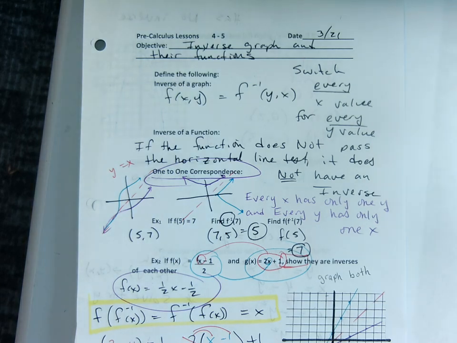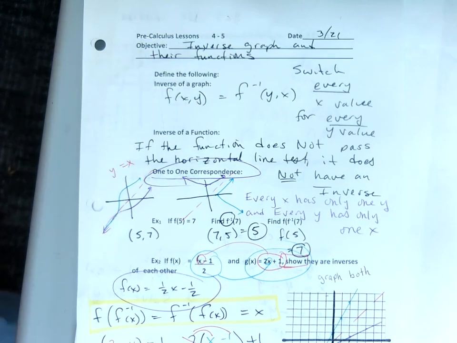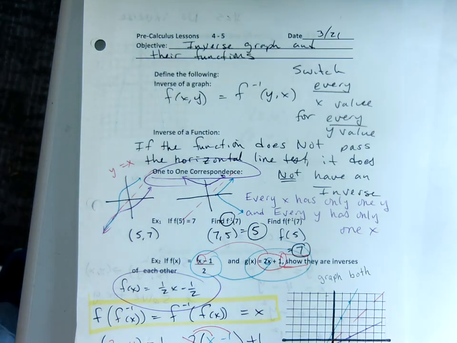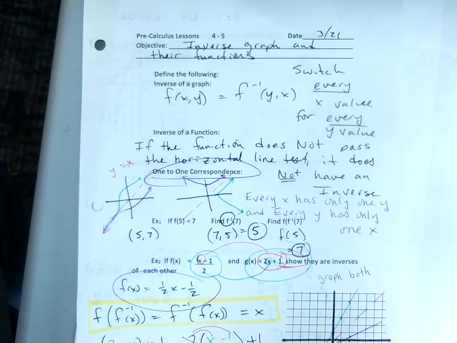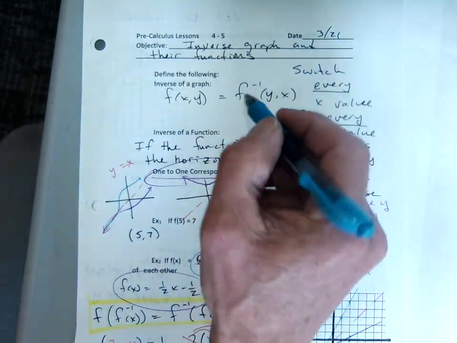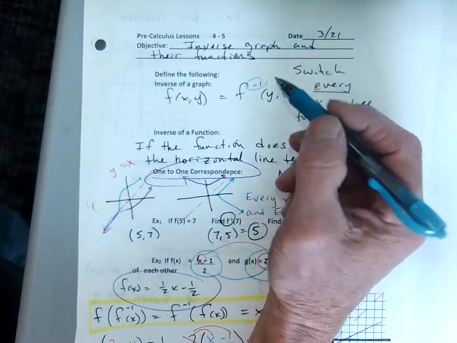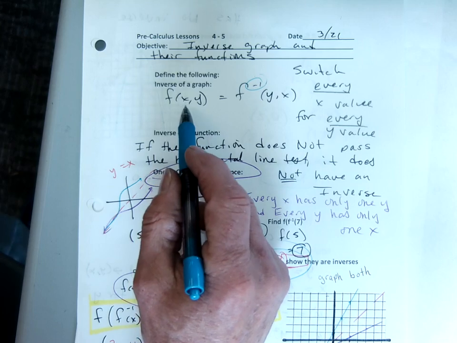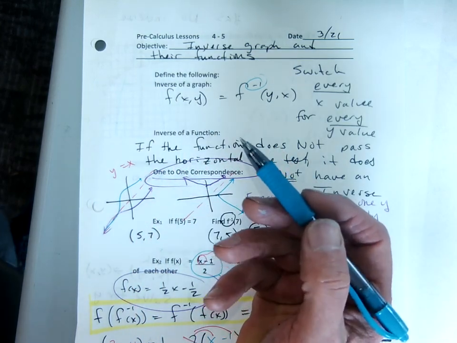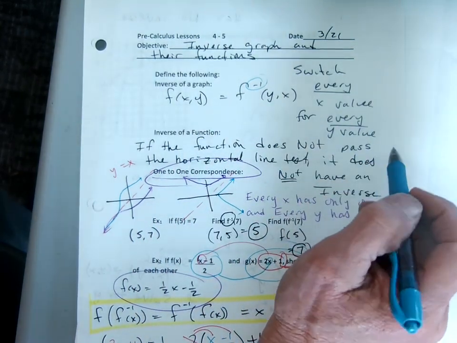So today's lesson had to do with inverses, which we've talked about in Algebra 2. So that helps a lot. We're going to be graphing inverses and finding their functions, okay? So the symbol is this symbol for an inverse. And what we do is we take any point (x, y) and we switch it to (y, x). So we switch every x value for every y value, okay?